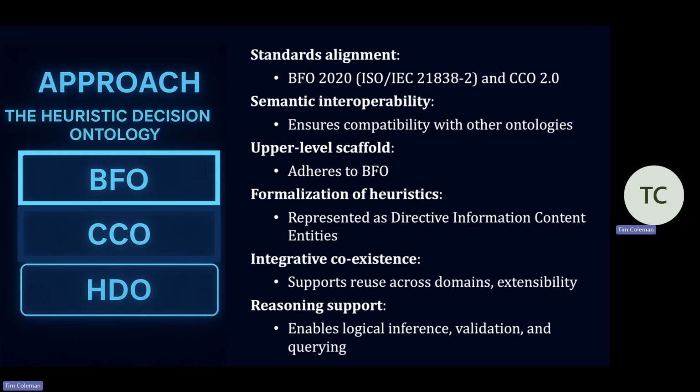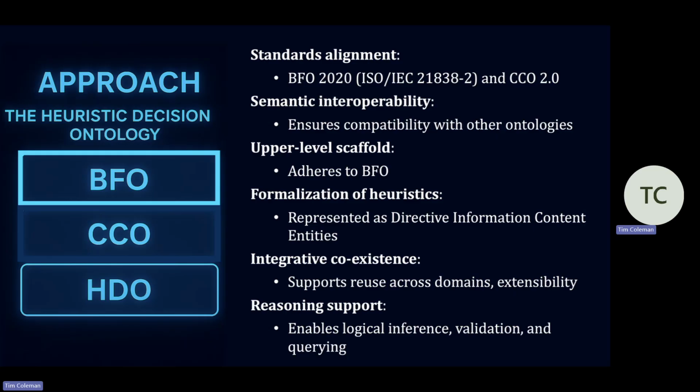Second, the ontology gives us an upper-level scaffold. The scaffold is critical because heuristics have both sides: they are instructions, but they also prescribe processes. Third, the ontology allows us to formalize heuristics as directive information content entities, or DICEs. This matters as a DICE doesn't just describe, it prescribes. It tells an agent what to do under certain conditions. That's exactly what a heuristic is.